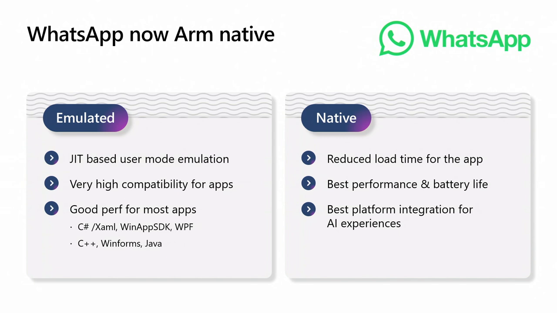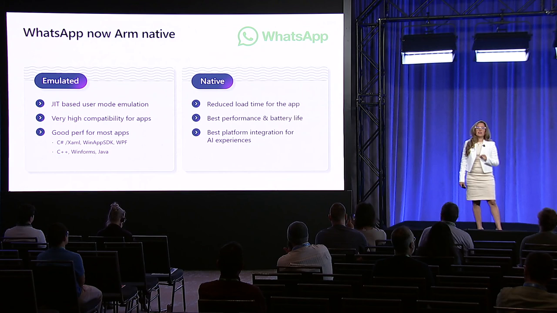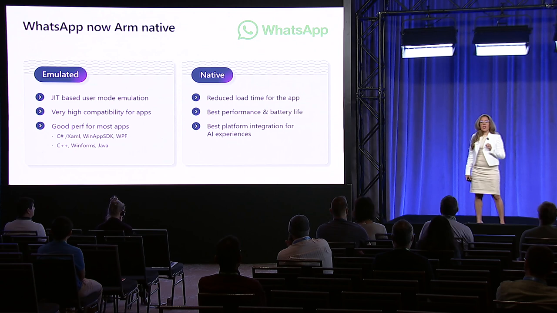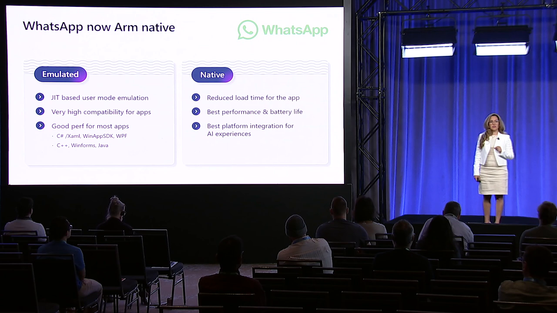But WhatsApp's developers believe in delivering the best experience and the best performance for their customers on any of the platforms that they support. And so, the best experience, the best performance, the best battery life, and of course, the best platform integration is achieved with native ARM applications, especially if you want to leverage the free AI experiences that we're lighting up and including as part of Windows, such as the Windows Studio Effects.